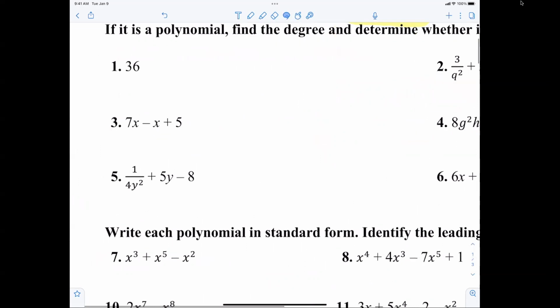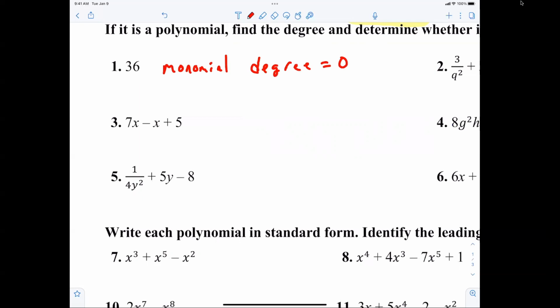So if I look here, it says determine whether each expression is a polynomial. If it is a polynomial, find the degree and determine whether it's a monomial, binomial, trinomial. So let's just put this to rest. Number 1 is a what? Monomial. It's a monomial. And what's the degree? 0. Constants have a degree of 0 because it's the exponent of the variable that you're looking at.